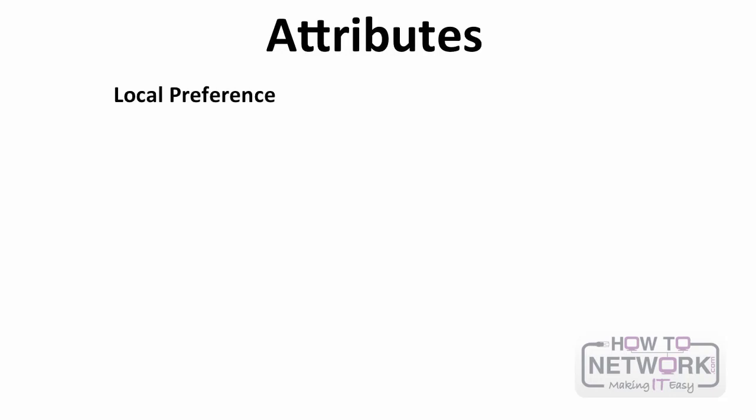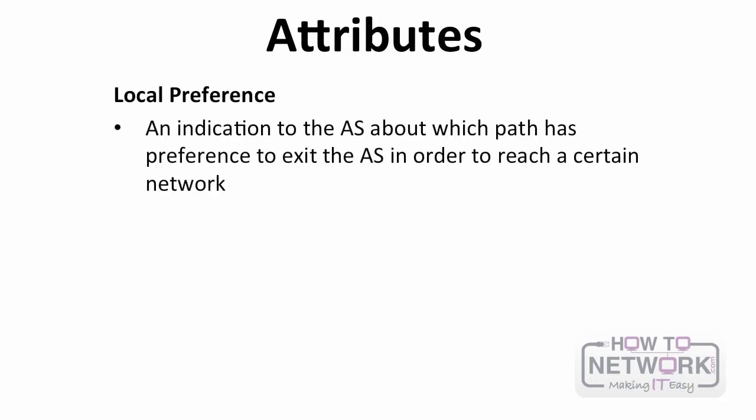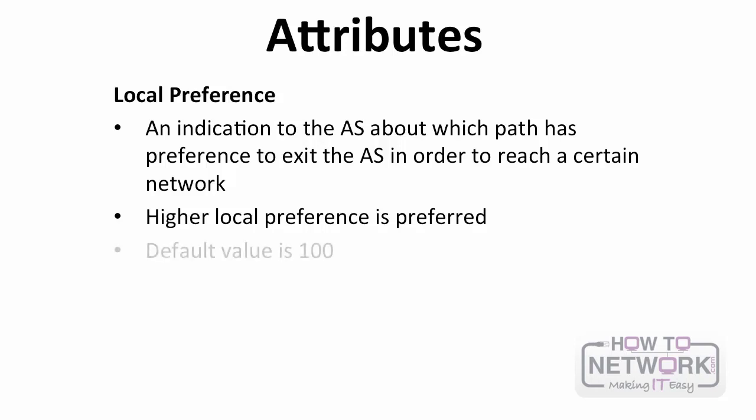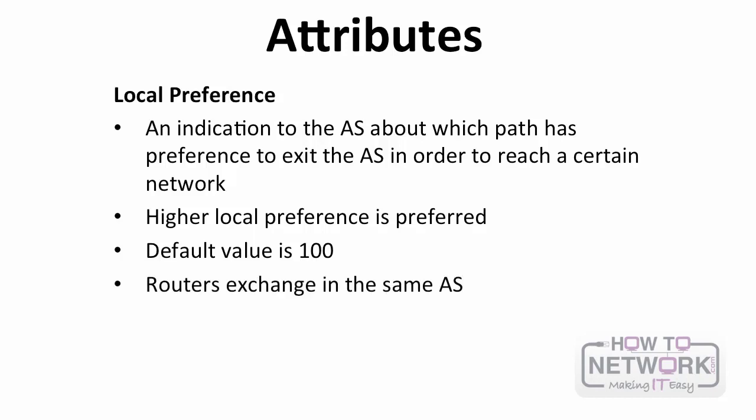The next attribute we're going to discuss is the local preference attribute. And again, this gives an indication about which path should be taken. Again, higher is better, so a higher local preference is preferred. And the default value is 100. And it's important to note that this is not just local to the router, but this value is propagated throughout the autonomous system.